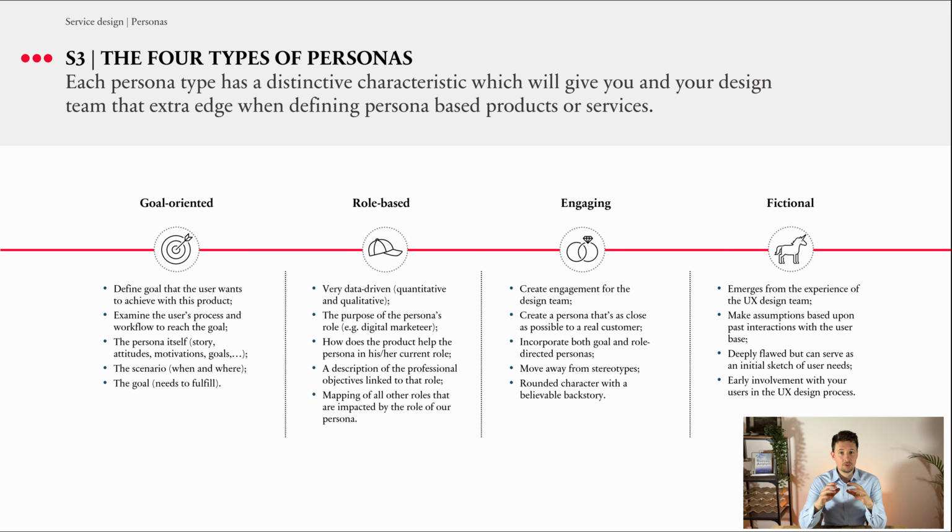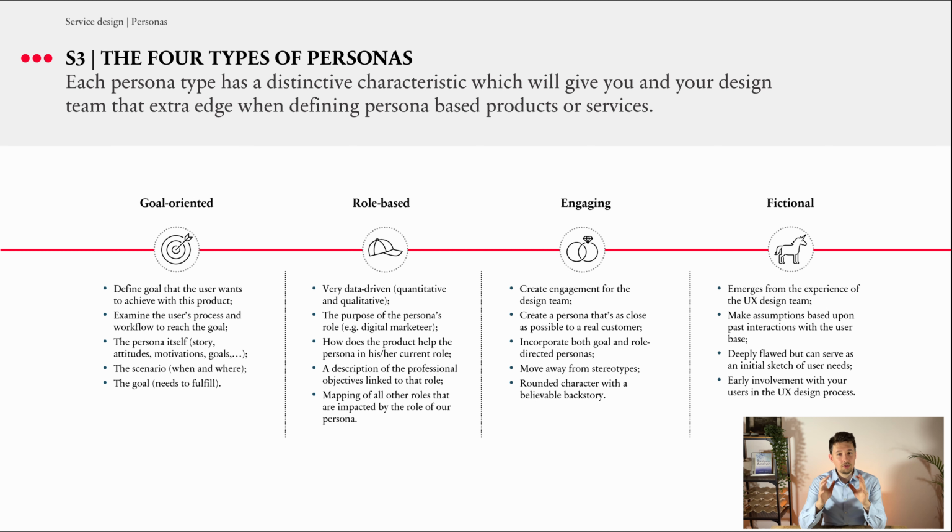Basically, you have personas that are goal-oriented, role-based, engaging, or fictional. Each persona type has a distinctive characteristic, which will give you and your design team that extra edge when defining personas. Let's start with the goal-oriented persona.